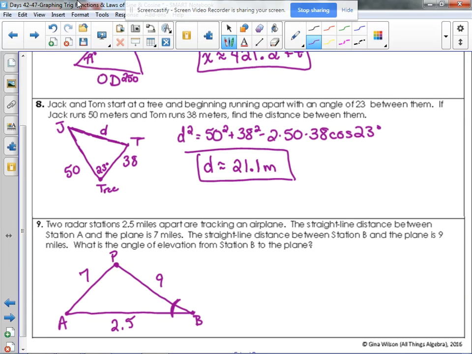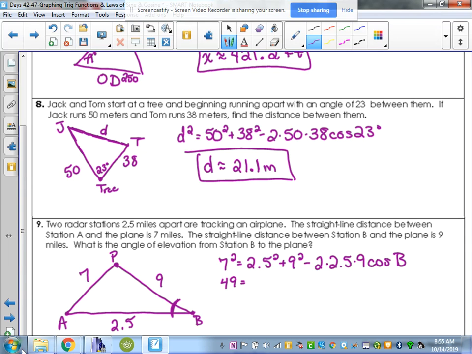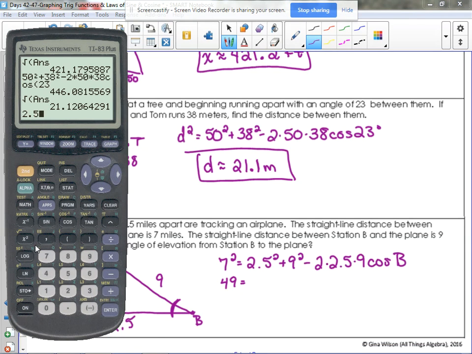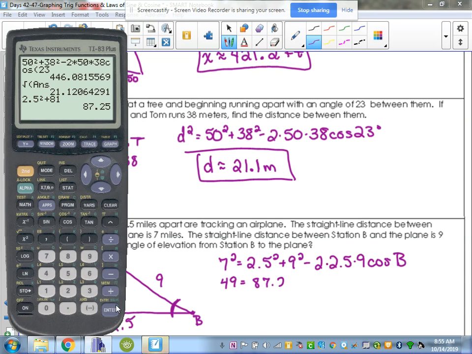So that means that we need to use 7 by itself, and 2.5 squared plus 9 squared are going to be together, because we're looking for the cosine of angle B, and 7 is the length across from that. So 2.5 squared plus 81 is 87.25. And that's 45 cosine B.